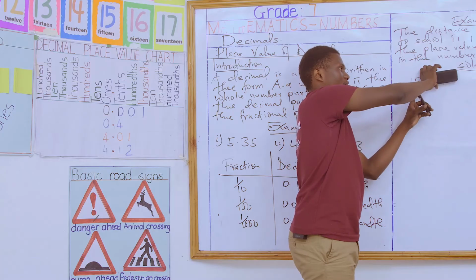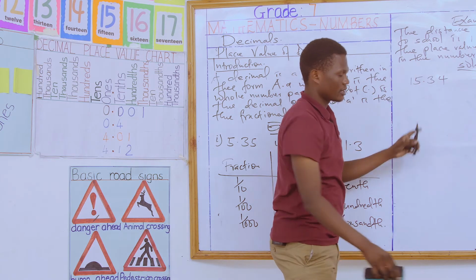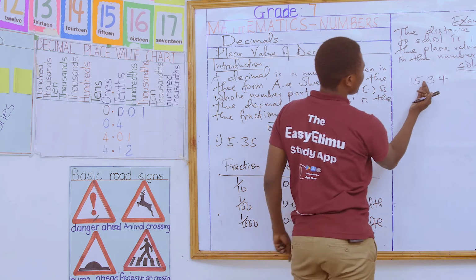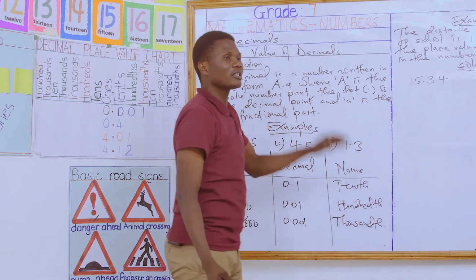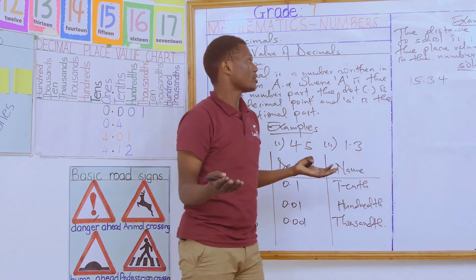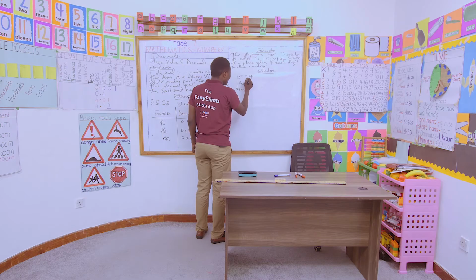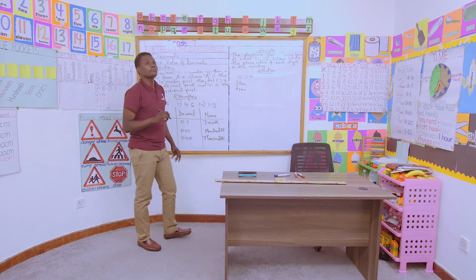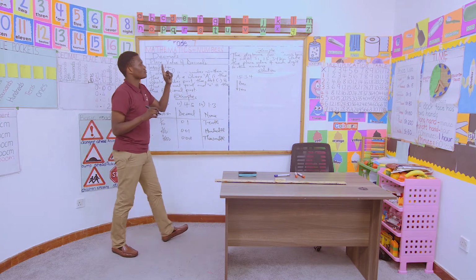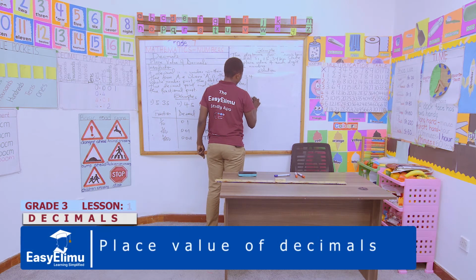What will be the place value of the first digit here? Yes, Paul? Ones, correct. So that means the numbers before the decimal point, being the whole number part, have place values that are the same as the place values of whole numbers. So here the place value of digit 5 is ones, and the place value of digit 1 is tens. Then the first digit, the immediate digit after the decimal point, its place value is always tenths.